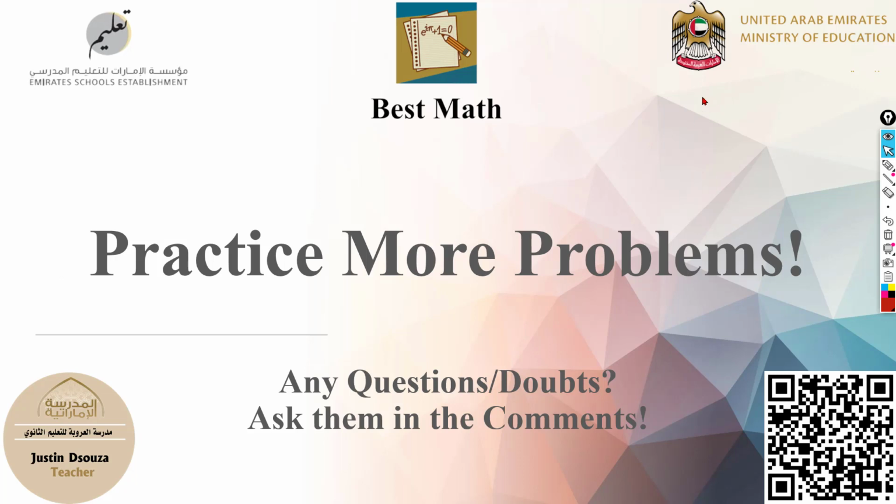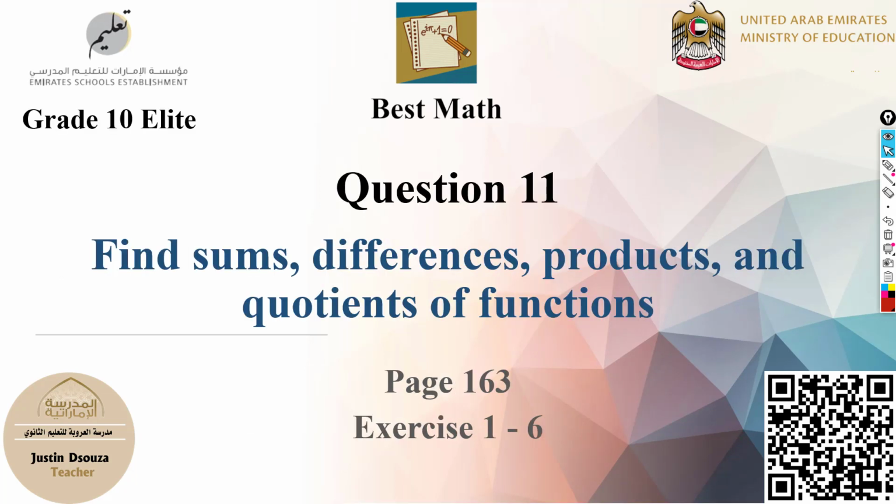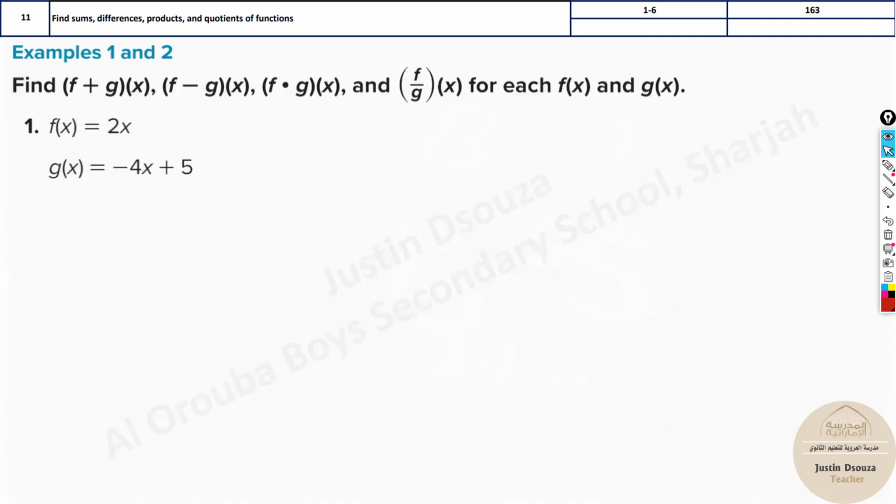You'll be more thorough and you'll find this topic easy. Question number 11 is another easy one. It is to find sums, difference, products, and quotient of functions. Now, if you look over here, they will specify what is f of x, g of x, and you have to do all these following operations.